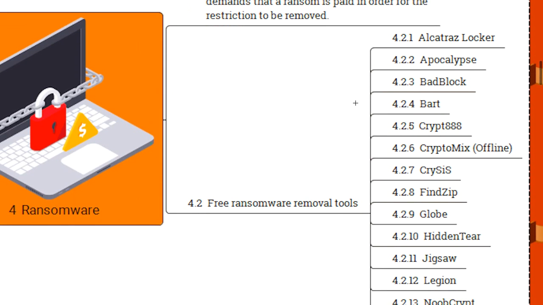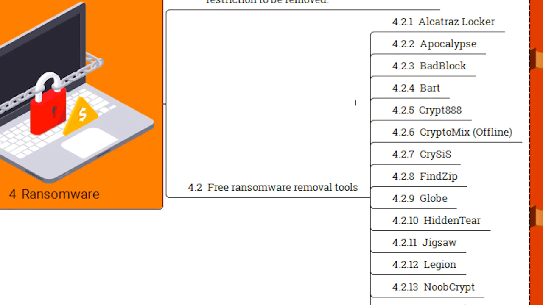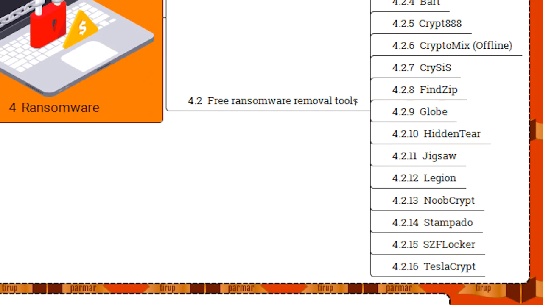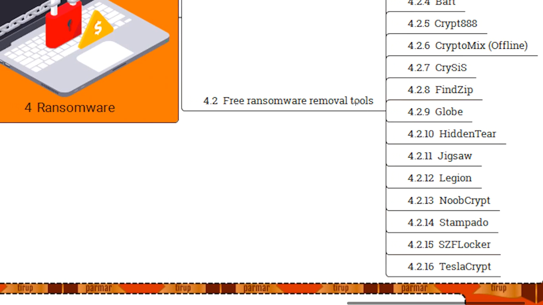So here are the names of all these free anti-ransomware tools which are available. You can just read them out, and if you want, you can download any one of them. No need to work with each and every one. You can just use any one of them. All of them work in the same way.